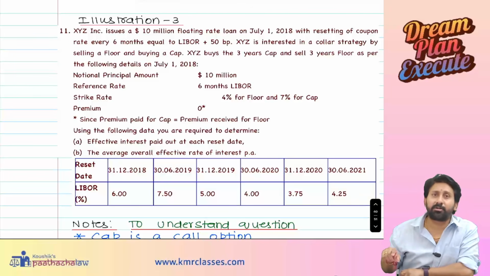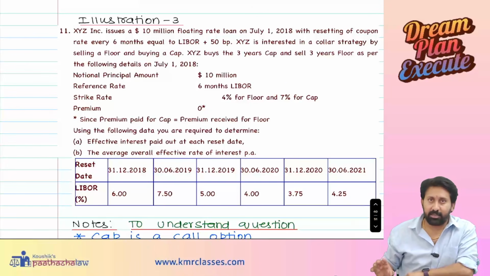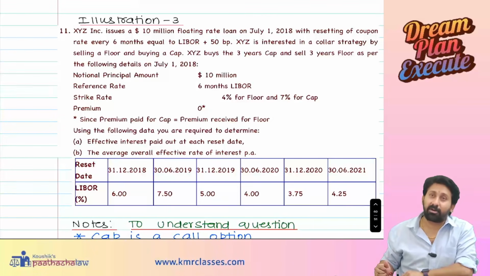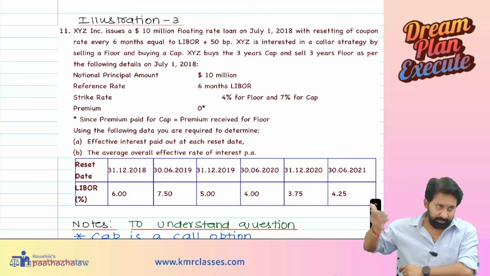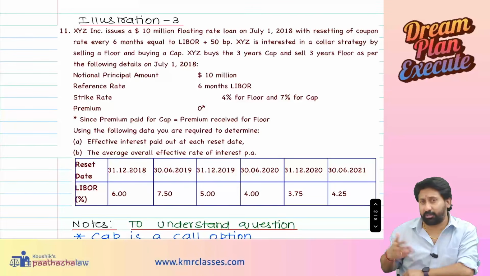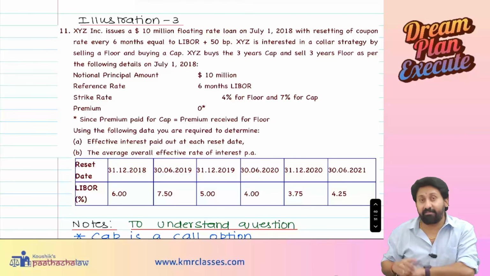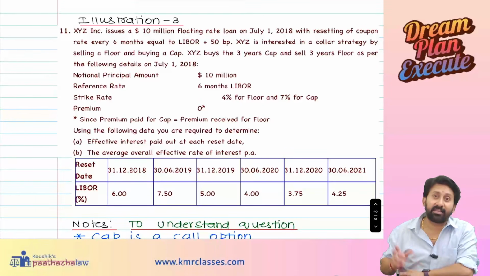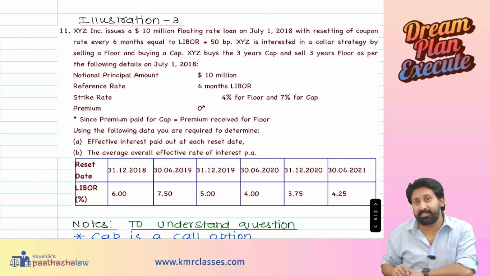Issued a loan means what? They issued bonds to the debenture holders. Those are floating rate bonds, meaning the interest will be fluctuating. Whenever there is fluctuating interest, there is uncertainty. Whenever there is uncertainty, there is a risk. Whenever there is a risk, mitigation is required.